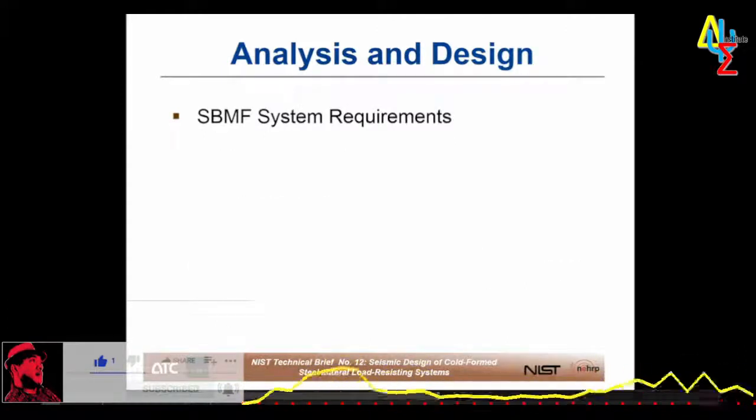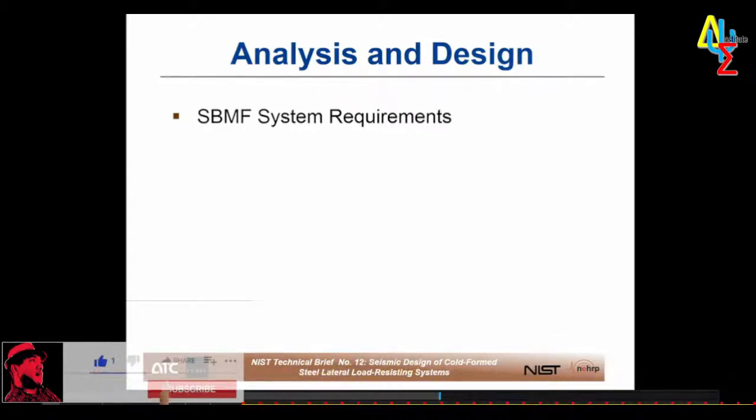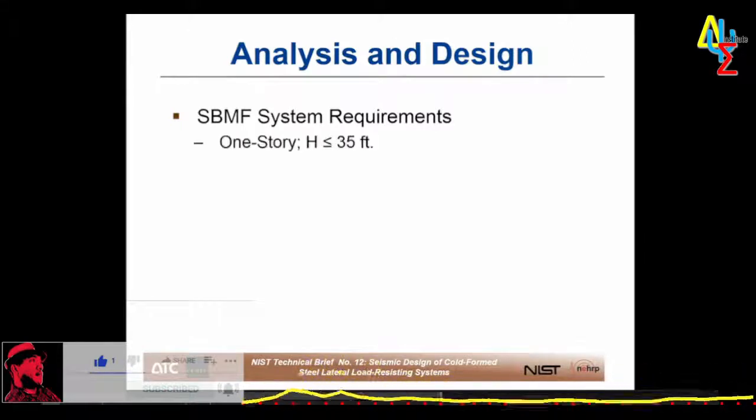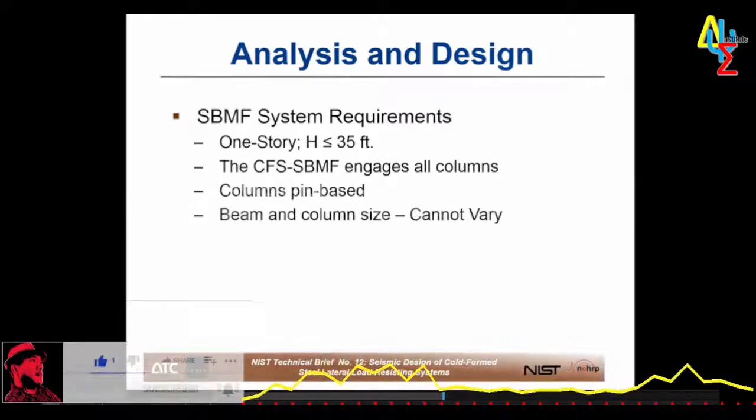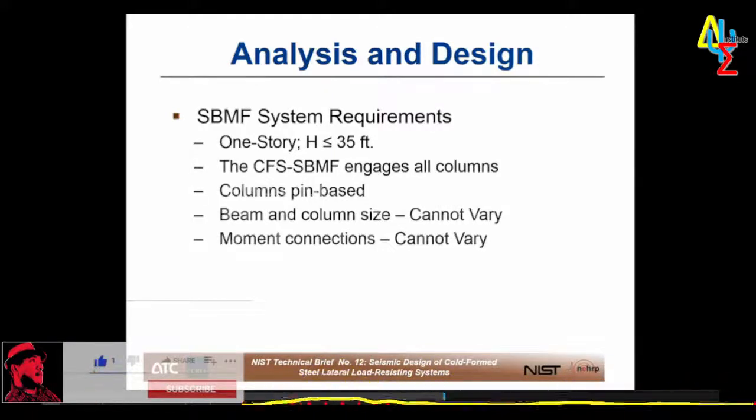So there's a number of system requirements for special bolted moment frames imposed in S400. And these are all based on the range of tested systems. So this is a system that underwent extensive testing, and because of that, the parameters for which you can design a special bolted moment frame are all boxed in by those test limits. So for example, there is a story and height limit of 1 story and a maximum 35 feet tall. All of the columns in the system have to be part of the special bolted moment frame. Columns have to be designed and constructed as pin-based. Beam and column sizes are the same throughout, so every beam, every column, identical. And the moment connections are the same throughout, so it's just uniform all the way across the entirety of the frame. And of course, you've got to take a good look at the P delta effects when you're designing the columns in particular.